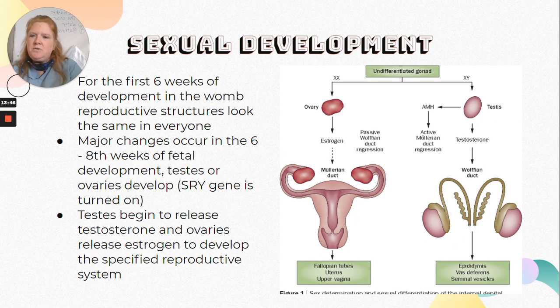All right, so sexual development. For the first 6 to 8 weeks in the womb, reproductive structures look pretty much the same in everyone. There's a major change at the 6 to 8 week fetal development, and that typically means the SRY gene is turned on. If the SRY gene is turned on, then testicles will begin to develop. If the SRY gene is not turned on, ovaries will begin to develop, okay? So you can see it initially starts the same.